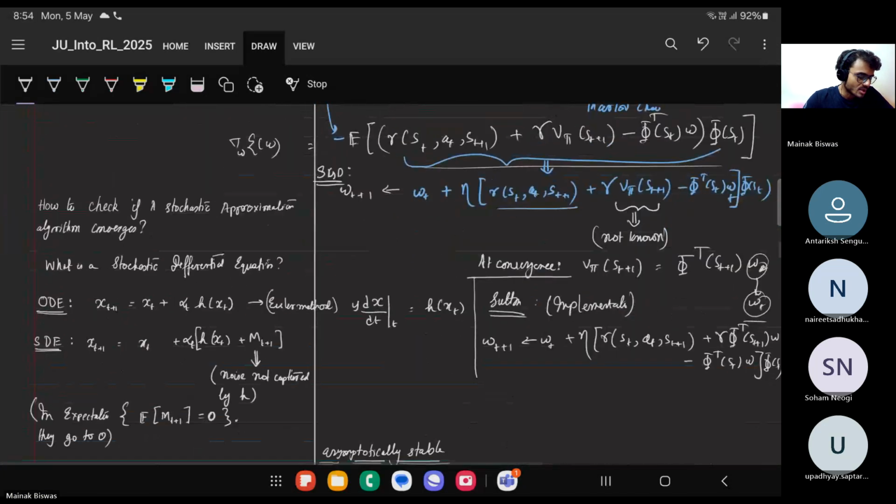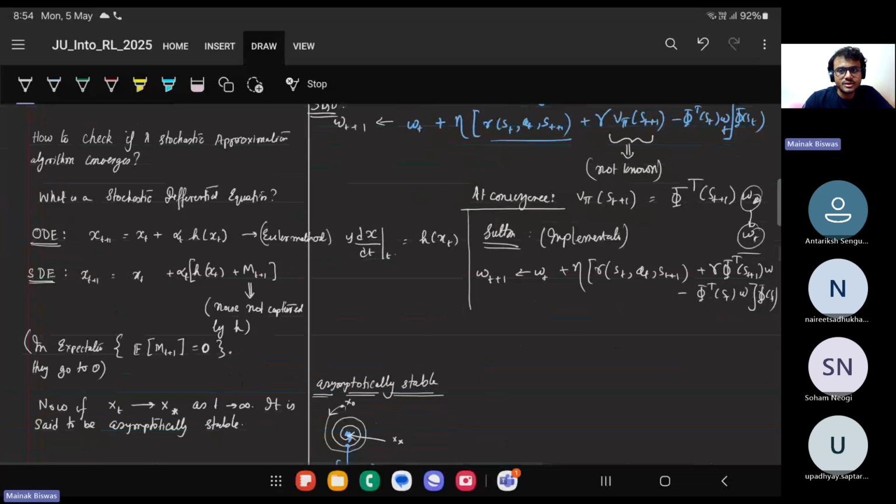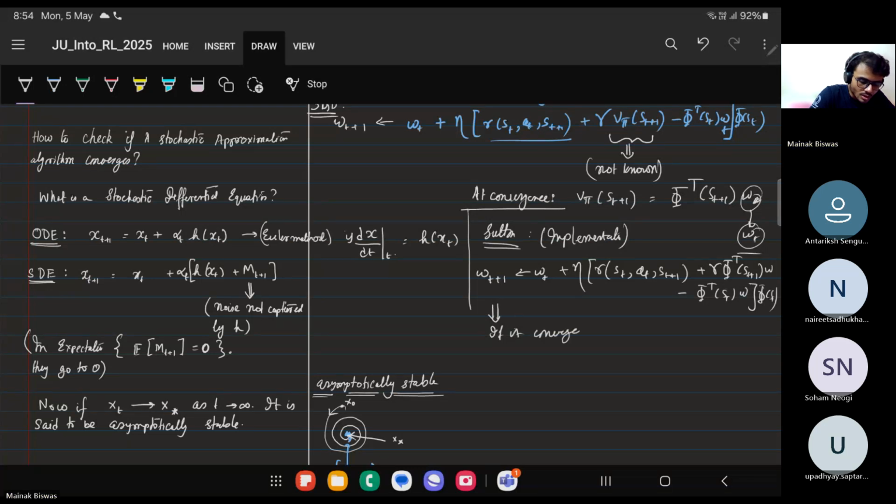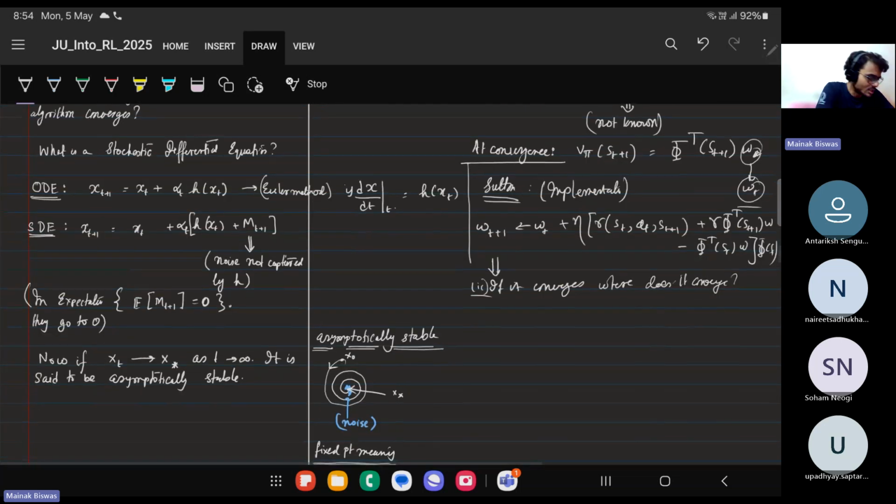Fine. So to understand that, if it converges, where does it converge? Is the first question I'll ask. That is the second question in the list, but I'll just show you. It's easy to compute like this. Let's try to see where it converges.